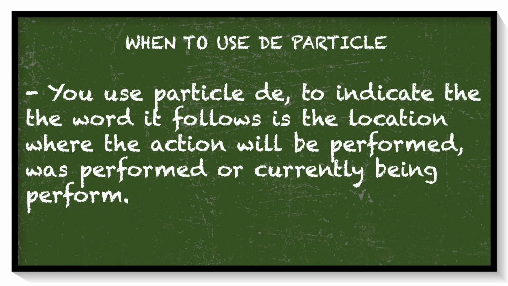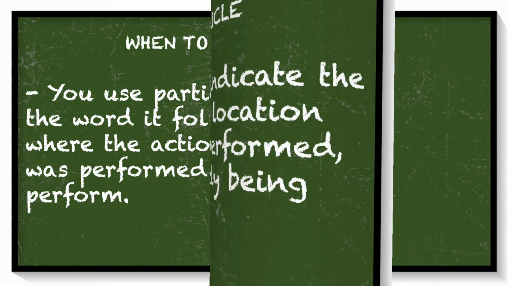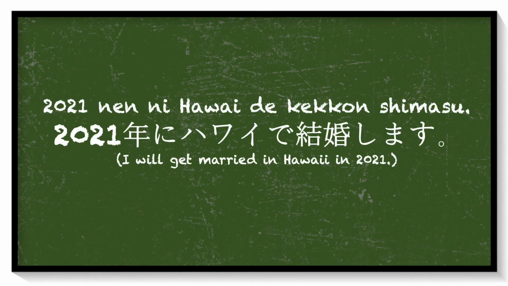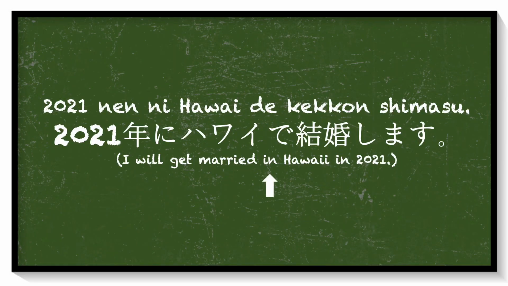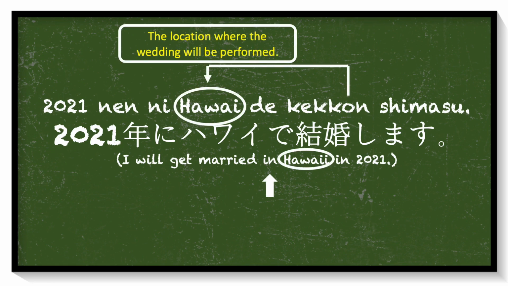You use particle で to indicate that the word it follows is the location where the action will be performed, was performed, or is currently being performed. For example, 2021年にハワイで結婚します。 In this example, the item followed by particle で serves as the location where the wedding will be performed.